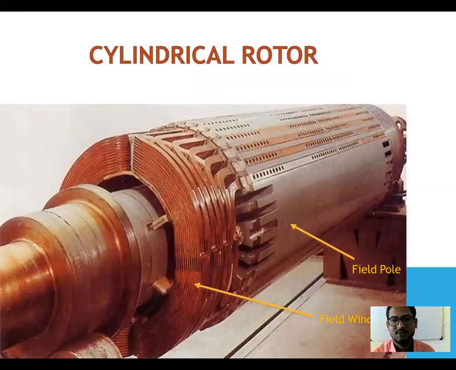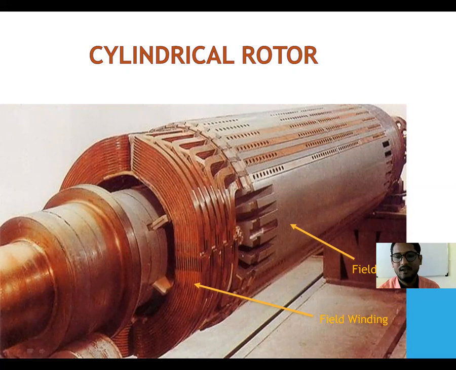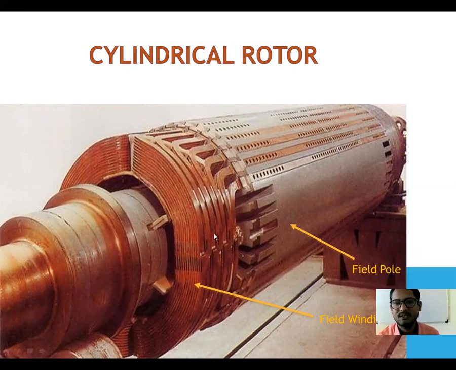This is the actual picture of the cylindrical rotor, which consists of a field winding. As you observe here, there is a field winding with a number of slots. This cylindrical type of rotor is made from laminated steel to reduce the eddy current loss, and a number of stampings are used to produce this type of cylindrical rotor to reduce the hysteresis loss. And inside each slot there is a field winding.